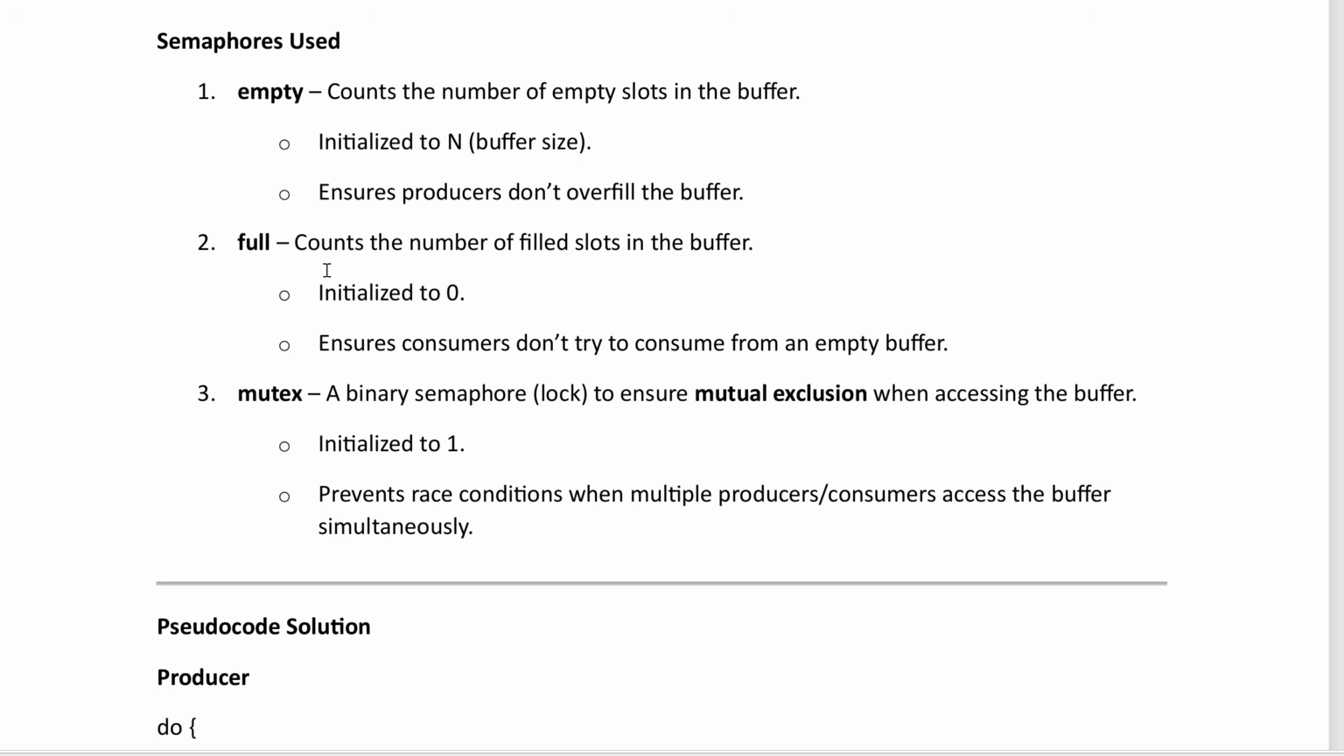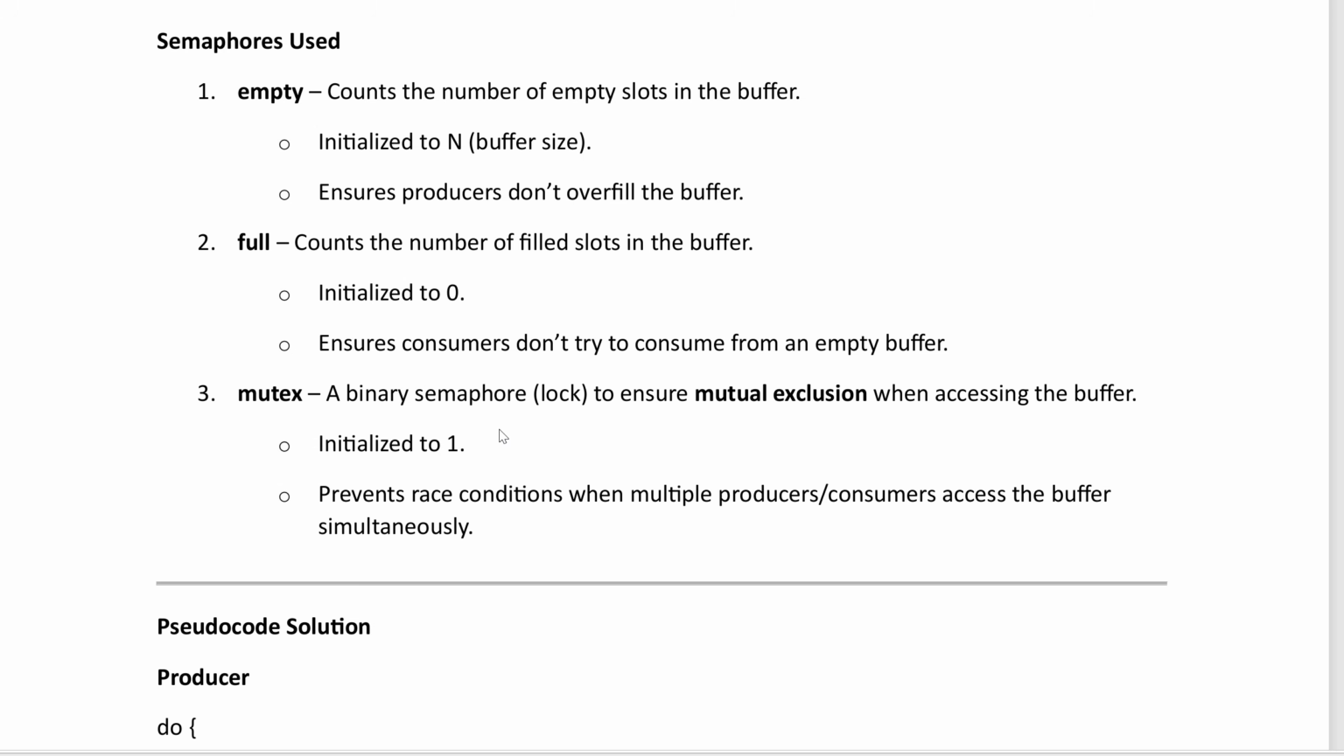The second semaphore is the full semaphore, which counts the number of filled slots in the buffer, that is how many slots are full. It is initialized to zero, which means none of the slots are full, that is, no items have been produced by the producer and placed in the buffer. The full semaphore also ensures consumers don't try to consume from an empty buffer. If the buffer is empty, the consumer cannot consume any item because there is no item in the buffer.